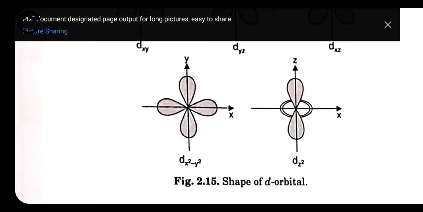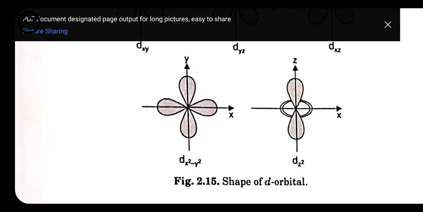For the dz square, both the lobes should be present on the z-axis only, because here dz square is given. So one lobe is present on the z axis, and the other lobe is condensed over the earlier one. That's why the shape of this one is a little different from the earlier ones. This shape has been given a special name, called the donut shape. So these are all the shapes of d orbital. These shapes are called the double dumbbell shape of d orbital.